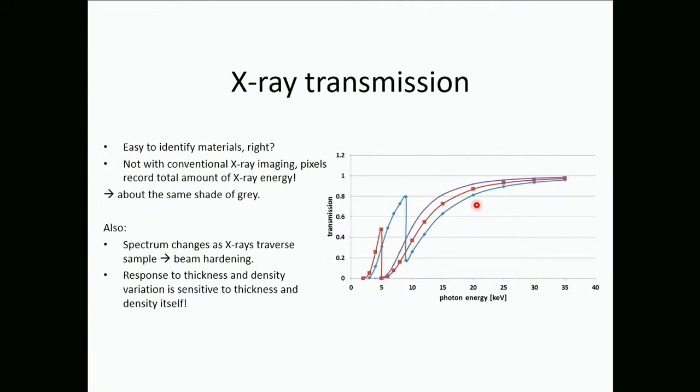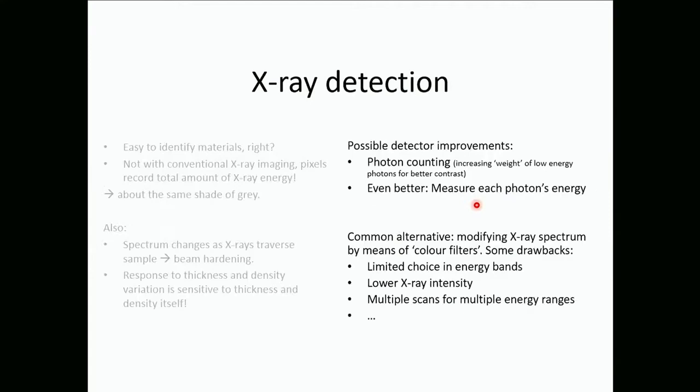So the sensitivity of your system depends on the thing itself. What you could do is, it would be nice if your detector could actually count the individual photons. That already helps in giving more weight to the low energy photons. In general, it improves contrast, because low energy photons are better absorbed, so they have more contrast in the image. And even better, if you could measure the energy of the individual photons and add this color information.